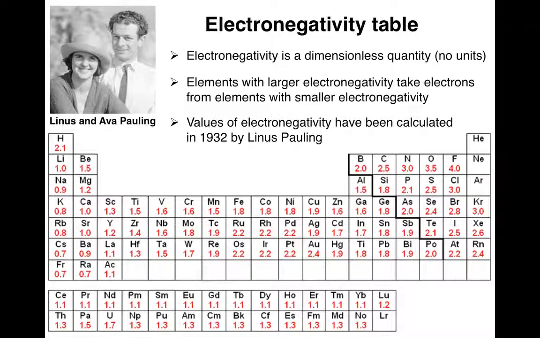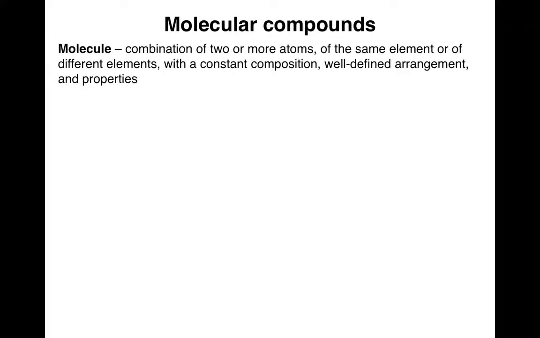Now it is time to talk about bonding in molecular compounds, where electrons are not transferred from one atom to another, but rather shared between two atoms. Remember, a molecule is a combination of two or more atoms of the same element or of different elements with a constant composition, well-defined arrangement and properties.